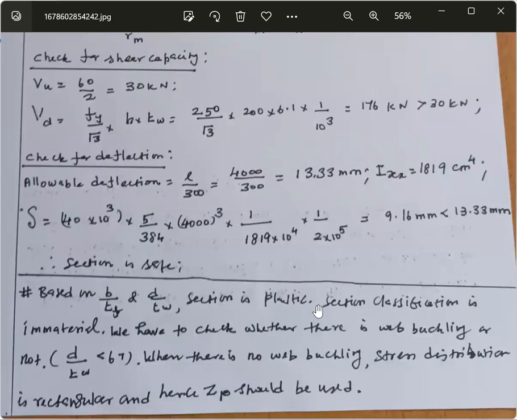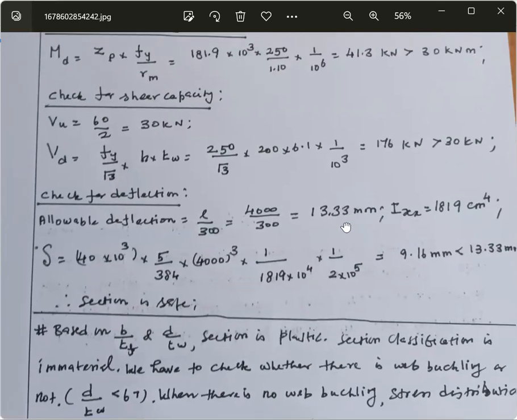Now, the ratios B by TF, D by TW, based on the ratios calculated above, it can be classified as plastic. Section classification is immaterial. What is more important is whether web buckling is taking place or not. If web buckling takes place, then ZE should be used. If web buckling is not taking place, then we can use ZP. D by TW ratio is the most important.